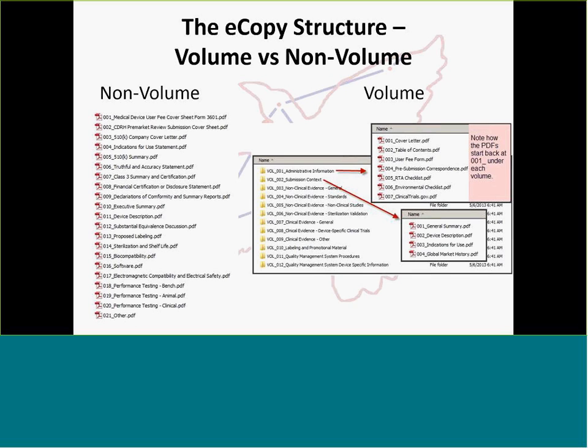I spoke of volume versus non-volume. This is talking about how the files are sorted on the actual disk with the eCopy. The volume breaks it down according to the volumes. The non-volume breaks it down, doesn't mention the volume at all. And that's only for those submissions that only have one volume.